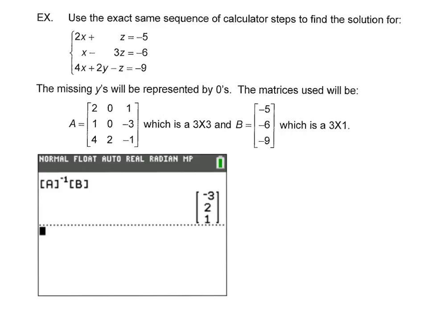So you'll go back to those same steps to enter in matrix A and B. You'll edit and put in A, edit again, put in B, and then second quit to get back to the home screen. And then once you're back to the home screen, you'll call up matrix A, you'll push the inverse button, you'll call up matrix B, and you'll hit enter, and you'll get the solutions. So what that matrix means is that x is negative 3, y is 2, z is 1.